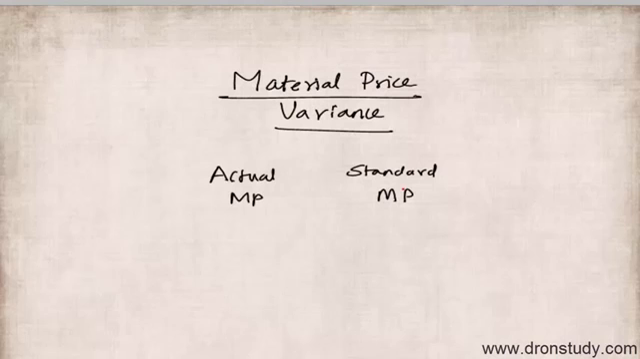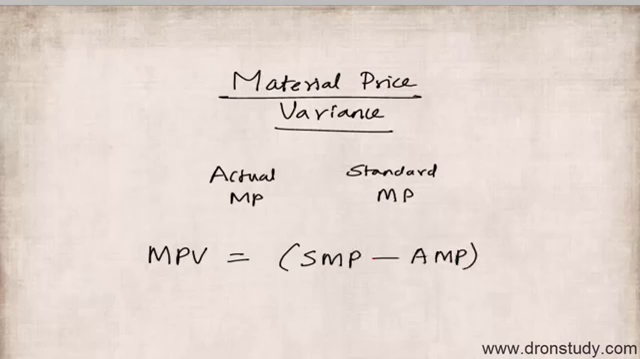If I want to put it as a formula, then I can say material price variance is nothing but the difference between this standard material price and actual material price multiplied by actual quantity. So you have to find the difference between these two, that is standard material price and actual material price, then multiply it with actual quantity so that you get material price variance.